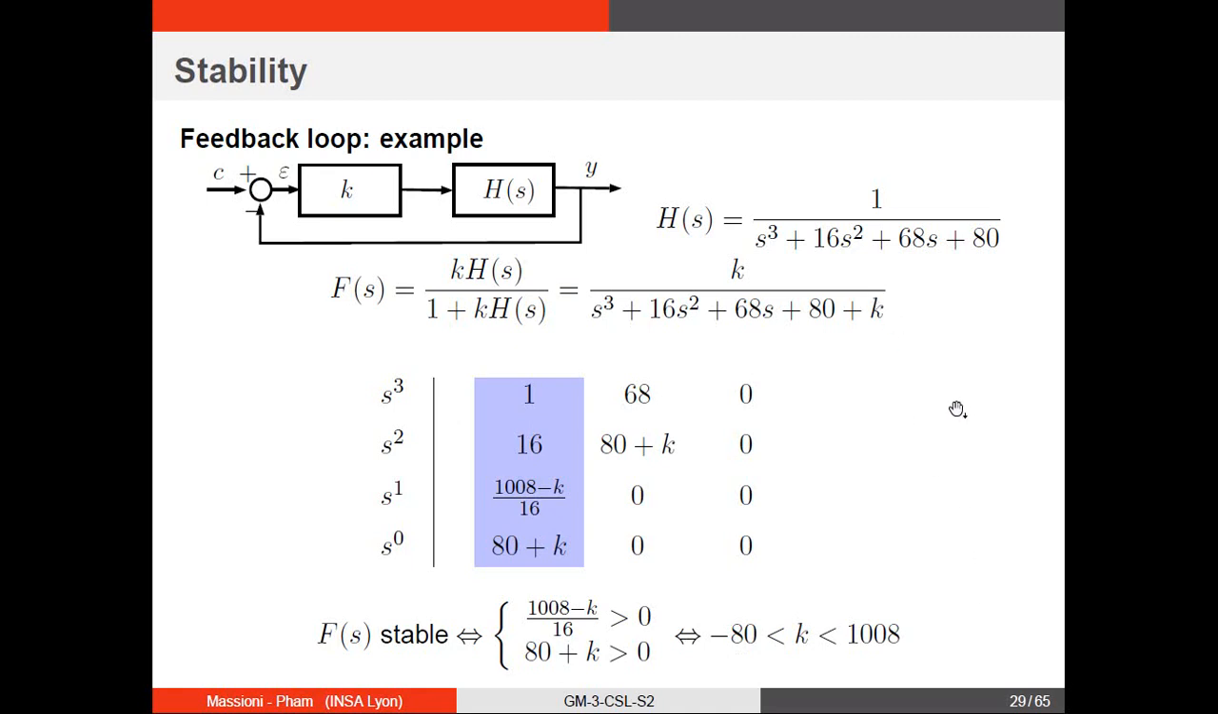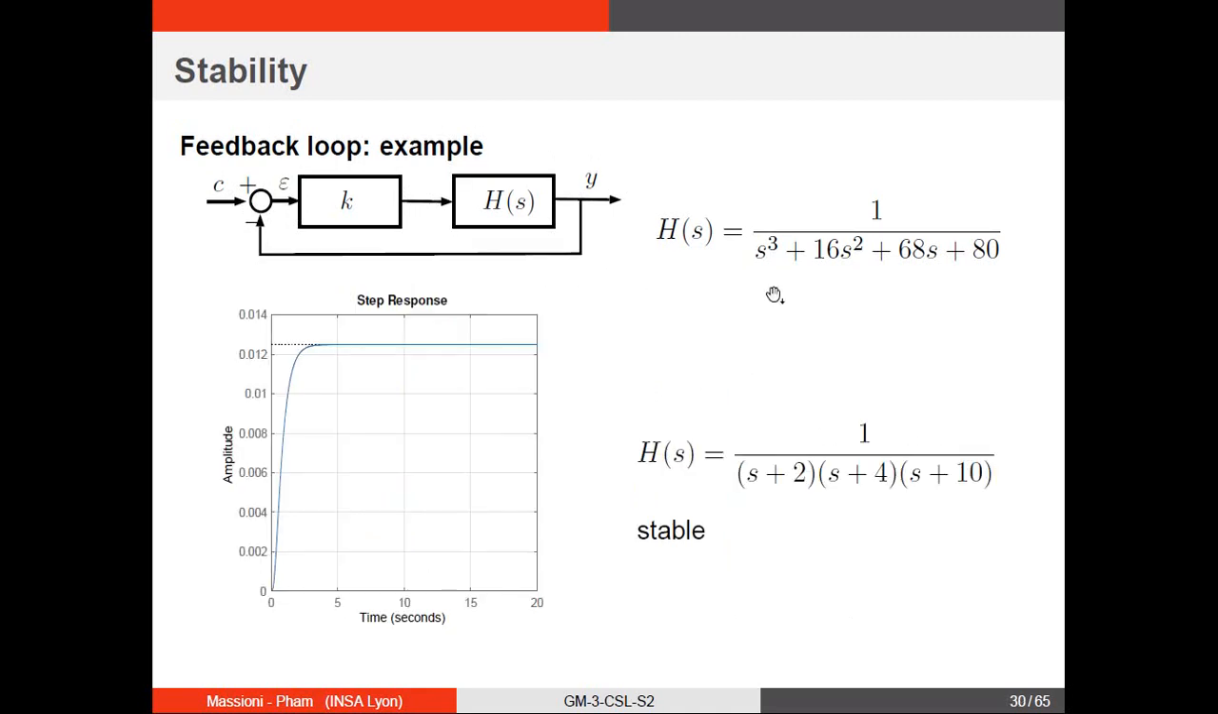So let's see actually in practice what happens. We can just replace k and simulate the system. If we pick, for example, the step response just for H, we take this one away, just put an input into H and look at the output response for y for a step, you could just get this. So H is stable by itself.